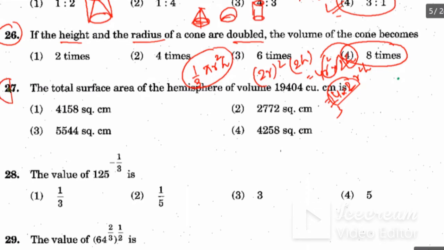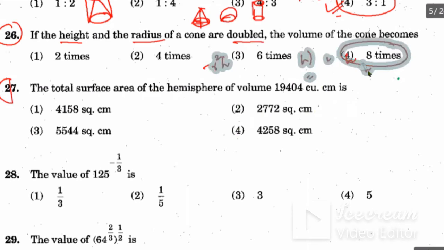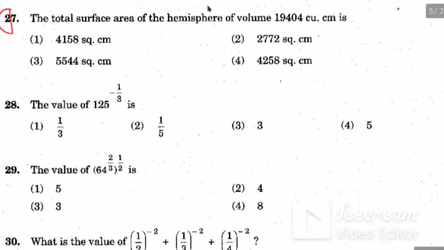Now question number 27. The total surface area of a hemisphere of volume 19404 cubic centimeter is? You can write both formulas. The volume is given as 19404. This is a hemisphere, not a sphere, so the volume is 2 by 3 pi r cube. This is given as 19404.